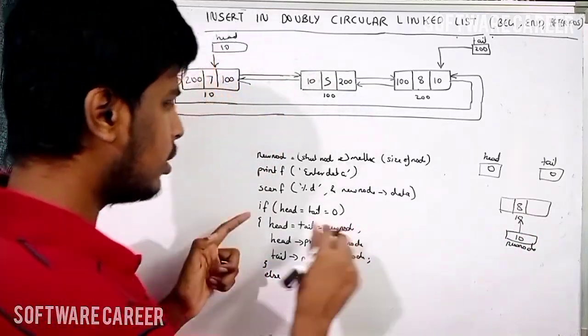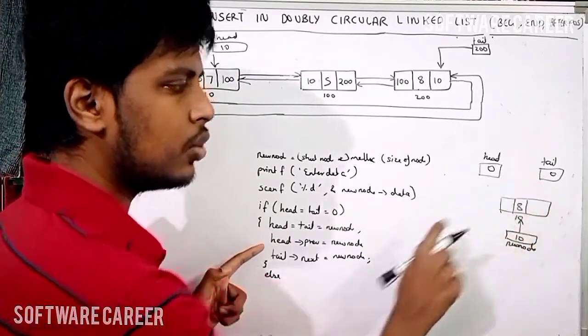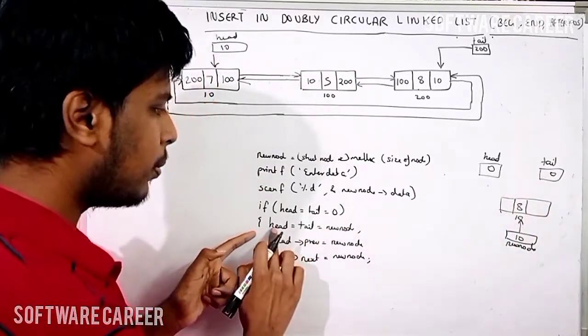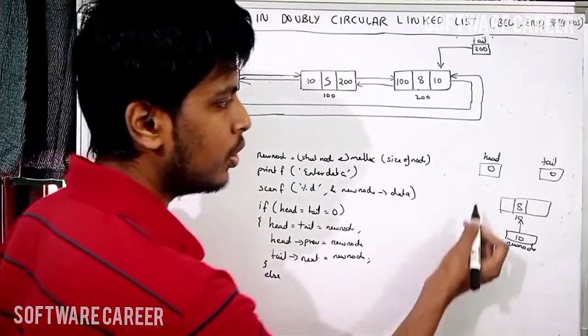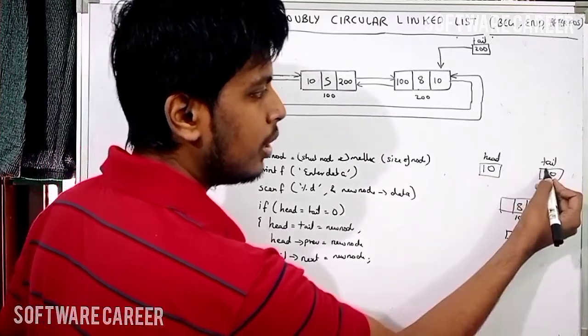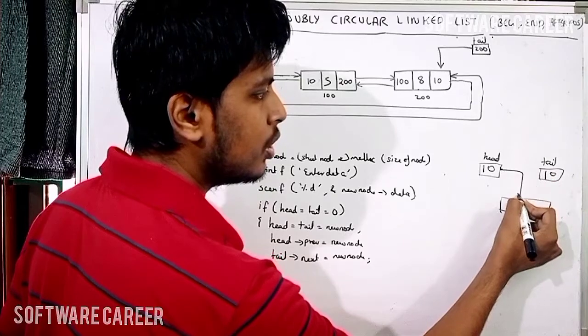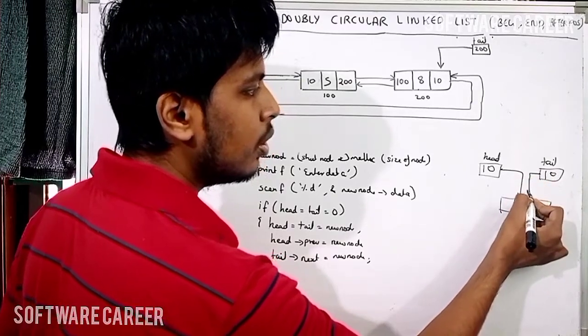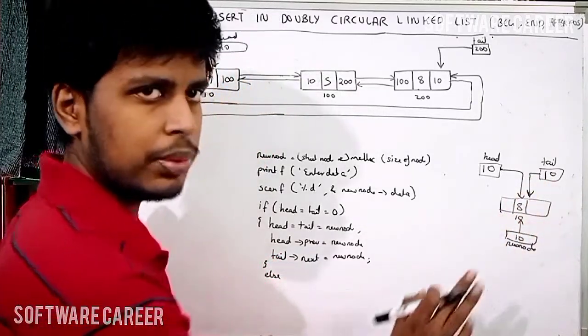Now see, next step is when the head and tail are 0. That means no node is present. I'm writing head equals to tail equals to new node. So new node address is 10. 10 is put in head and tail. So this pointer is pointing towards this node. So now the first and last node are the same, this node.